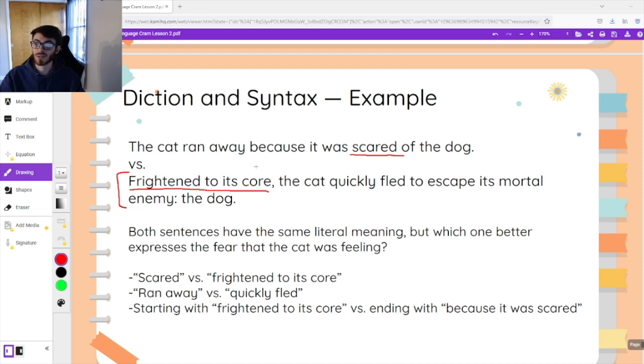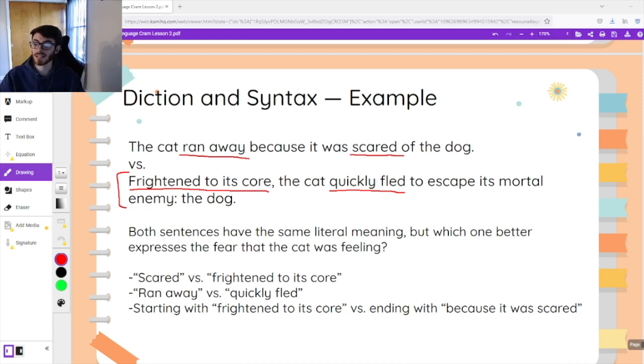We have the same sort of idea with "the cat ran away" versus "the cat quickly fled," right? Ran away, all right, it ran away. But if it quickly fled, that word quickly, that adverb, adds something to fled. It implies that it did it as quick as it could. And fled versus ran away: fled conveys this idea that you're running away from danger, whereas ran away, you could be running away for whatever reason. There are little differences, and they have the same literal meaning, but they make a huge difference in the way that we read and understand and feel the sentence.